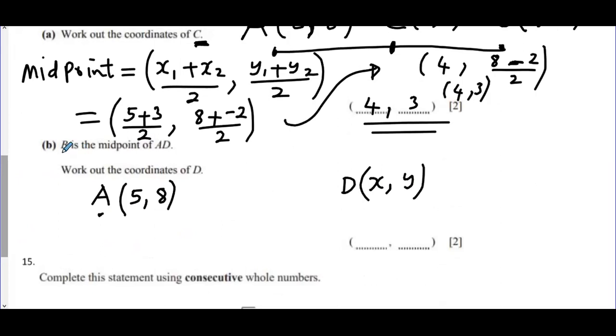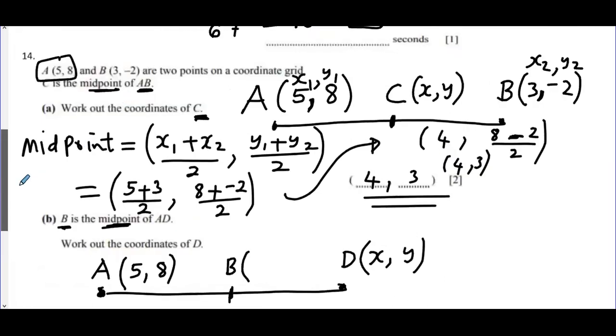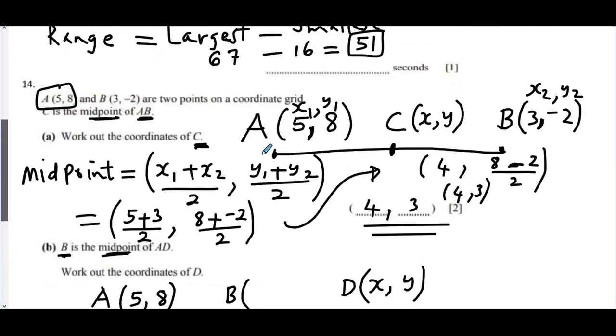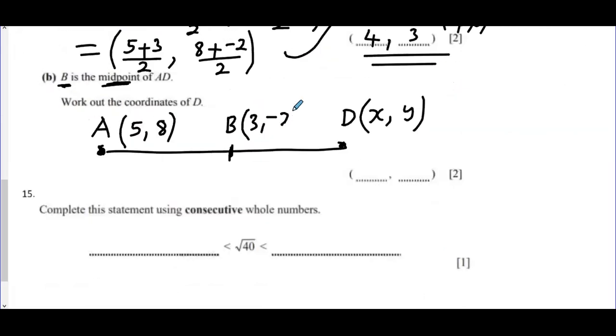But they're telling you that B is the midpoint. If you have a line joining these two points, B is the midpoint. B is at the middle. B is here. But what are the coordinates of B? The coordinates of B are 3, negative 2. So since B is the midpoint, then we have to figure out what is the value of x here and what is the value of y.